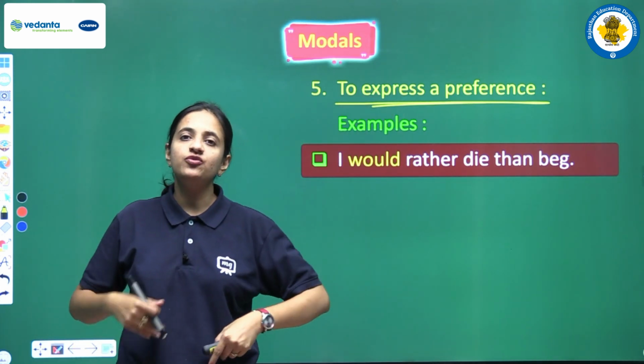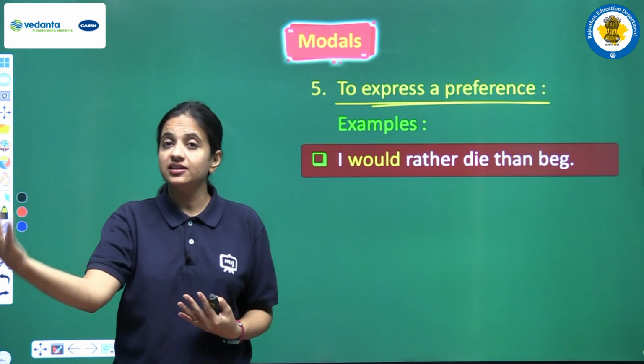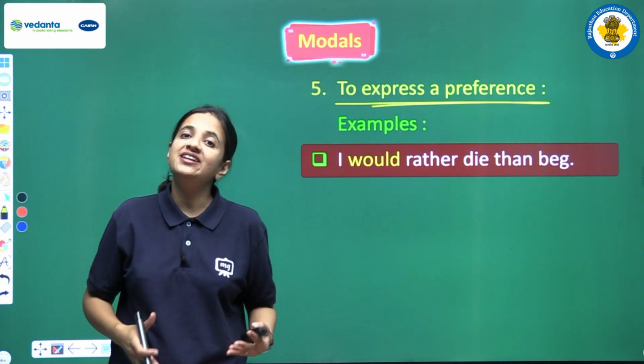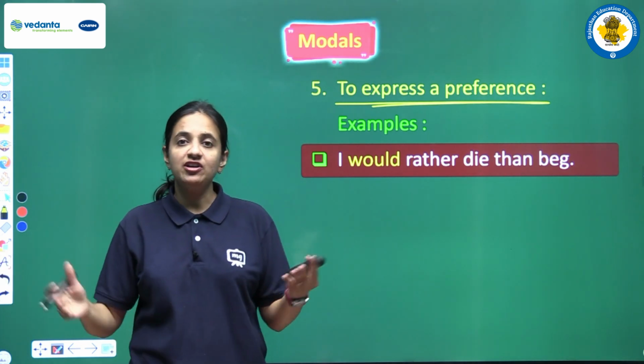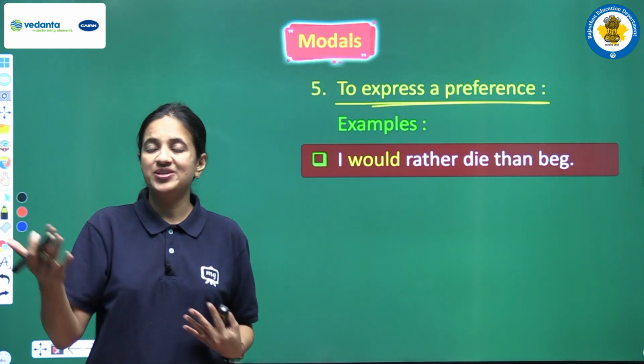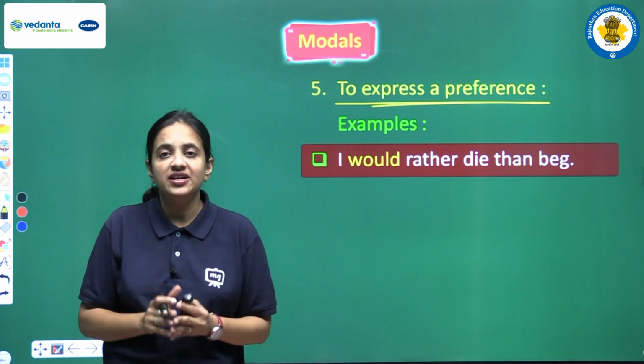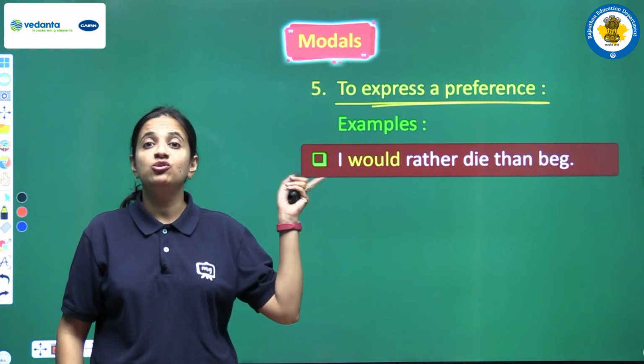Preference means we can say our priority. It means if we are choosing something over another thing, that is our priority, that is our preference. Suppose we have two options, and we are choosing one option over the other, so that is known as our preference, our priority. And to express our preference, we can use would.